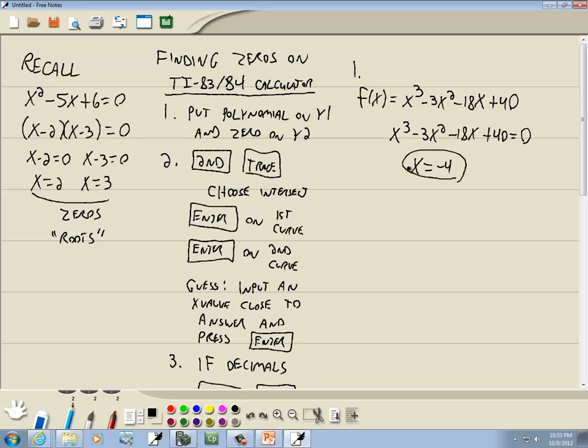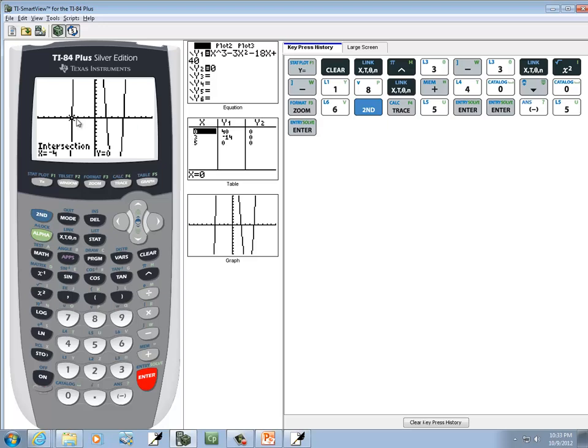One of the things the fundamental theorem of algebra tells us is that our largest power tells us how many answers we're going to have. So the x to the third tells us we're going to have 3 answers. And as we can see by this first answer we found, our answers are where it crosses the x-axis. So you see it's got the flashing cursor on negative 4. Well, it looks like our next one is 2.